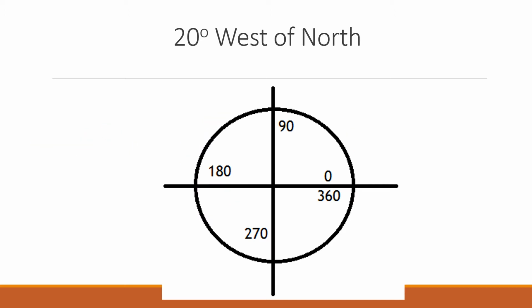Okay, what about 20 degrees west of north? We're kind of mixing it up. But this time, remember, you're going to go north and then you're going to go west. You always do the second direction first. So I'm going to go north, I'm going to go west, and there's 20 degrees. So from CCW, I hit 90, and then I hit another 20 degrees to get here. 90 plus 20, that's 110 degrees CCW.